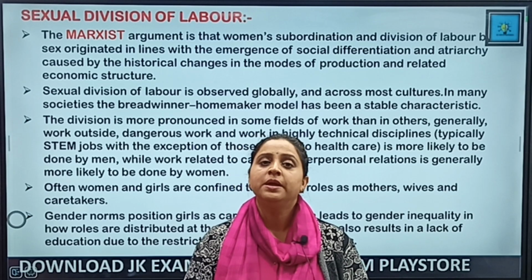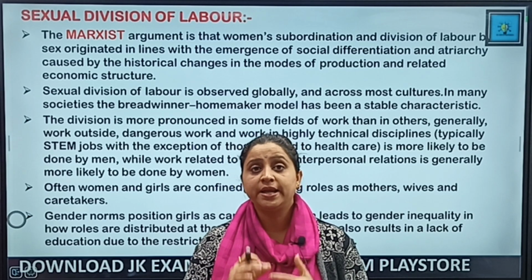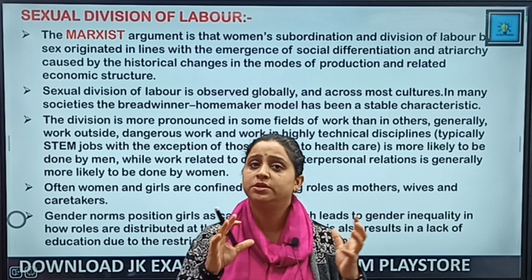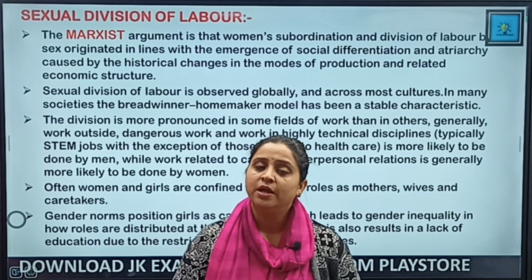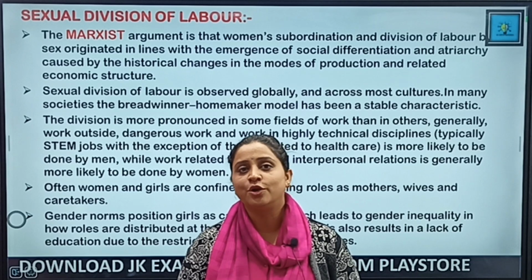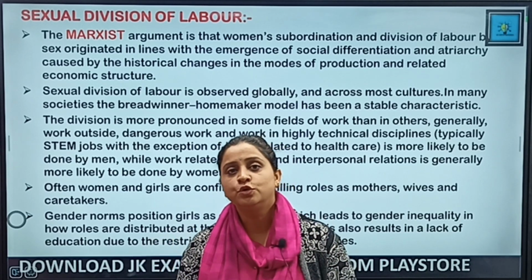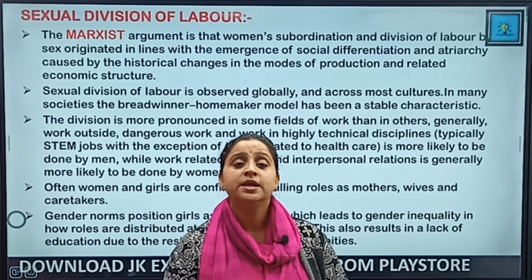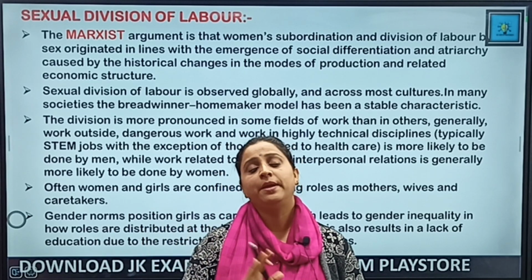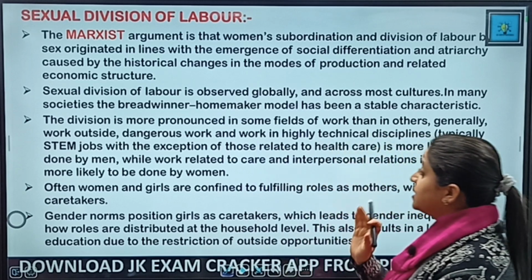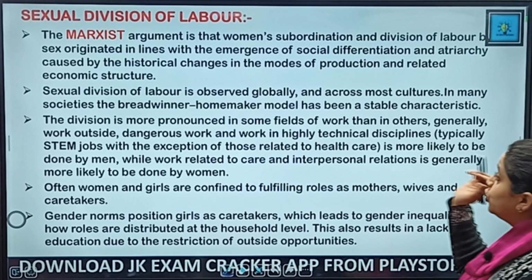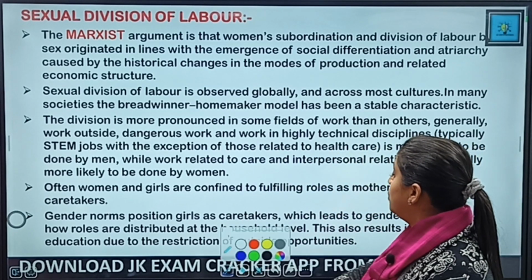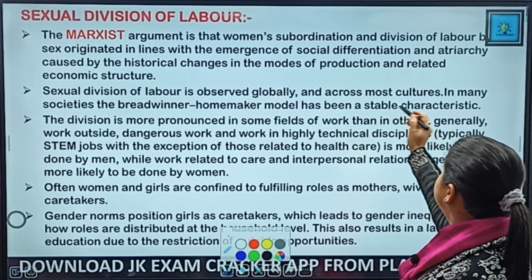Men have income, men have made all the rights, all the political rights, all the traditional rights into their favor, that women are not supposed to, they are not fit to work outside. It is good for them to be at home so that they do not come into the race, they do not compete with them at all. Sexual division of labor is observed globally and across most cultures.